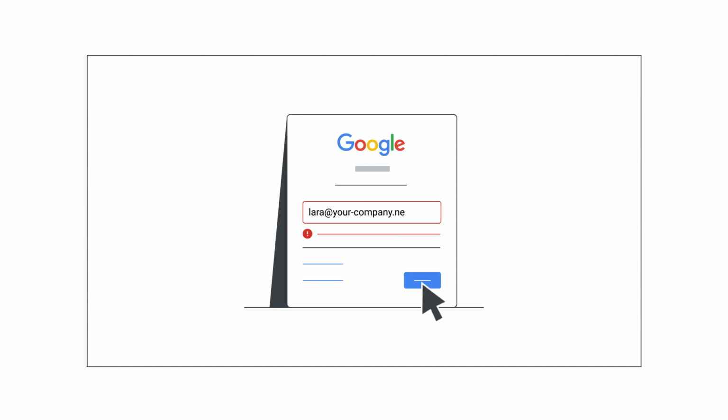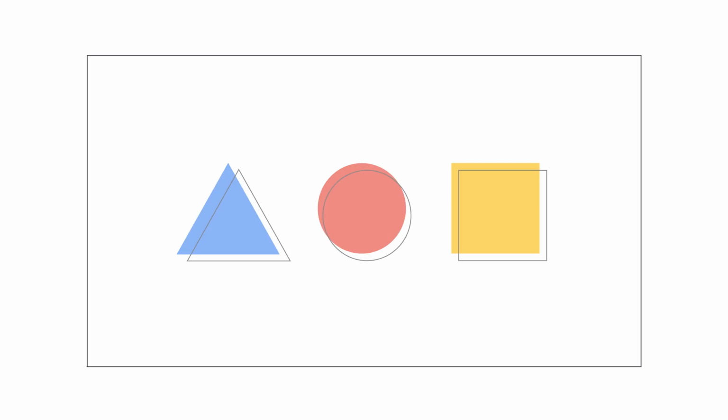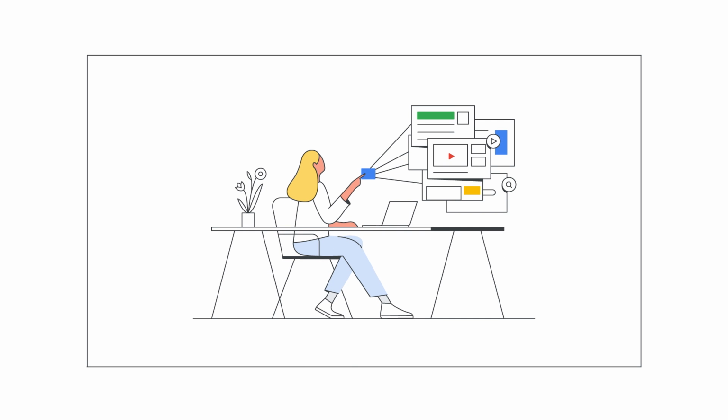When someone signs in to a Google Workspace account, we don't just check the username and password. We look at several factors before letting that person have access to the account and its data.